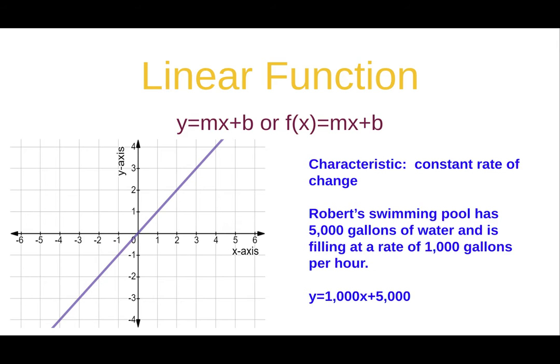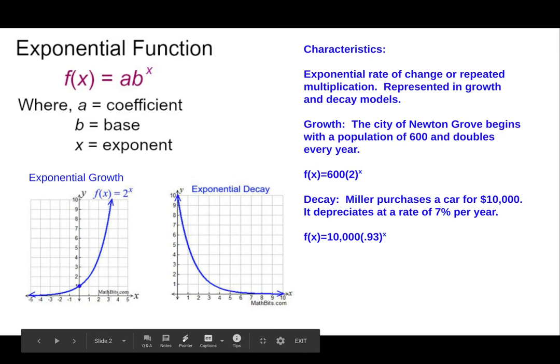So the very first function that we learned was called the linear function, which was modeled as y equals mx plus b, or f of x equals mx plus b. The characteristic of that, of course, is the graph of it is a line, and it represents constant rate of change. An example of that is if we had a situation like Robert's swimming pool has 5,000 gallons of water and is filling at a rate of 1,000 gallons per hour, the way we would model that would be y equals 1,000x plus 5,000, because the constant rate of change is 1,000 for this pool.